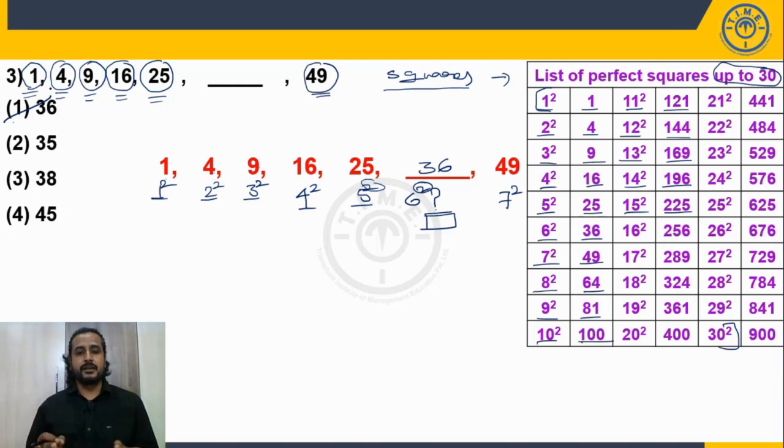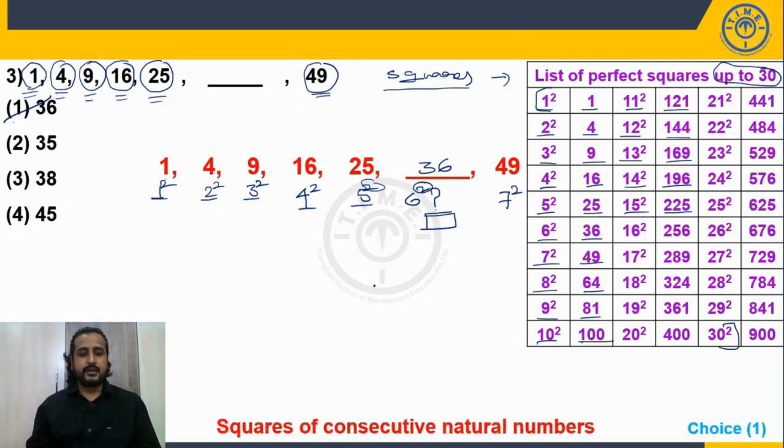So the ultimate thing is that we have to recognize the given numbers as squares, and after that you have to cross-check which numbers were squared. Whether they are natural number squares, even number squares, odd number squares, prime number squares, or composite number squares, you need to cross-check with the classification of numbers. Then you can find the exact answer. Clear? So what is the logic? Squares of consecutive natural numbers, choice 1.